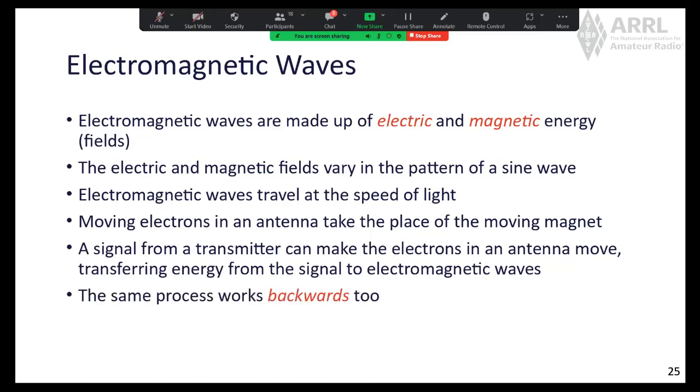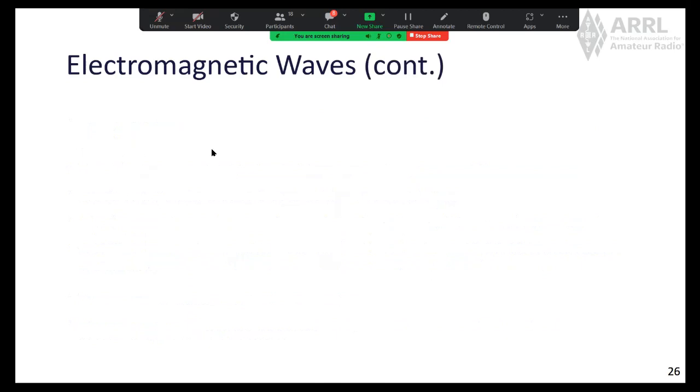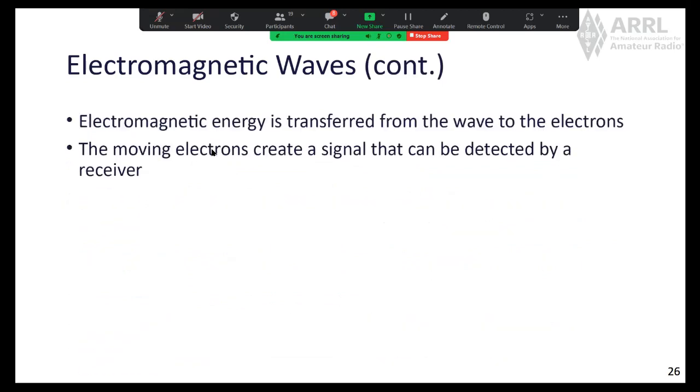The same process works backwards also. Electromagnetic waves encountering an antenna make its electrons move in sync with the wave. Electromagnetic energy is transferred from the wave to the electrons in the antenna. Moving electrons create a signal that can be detected by the receiver.